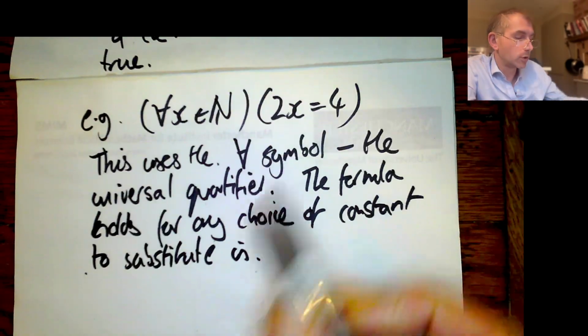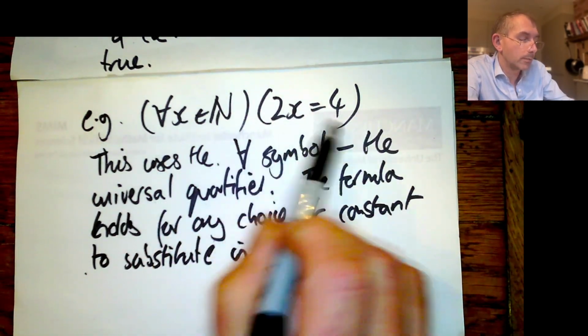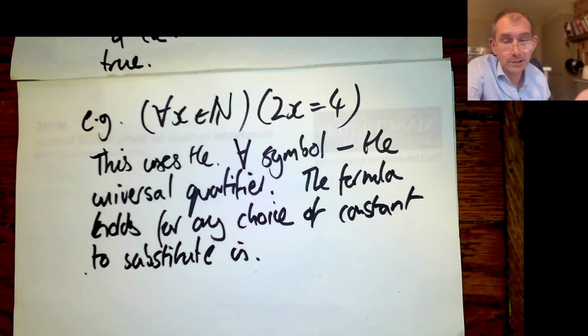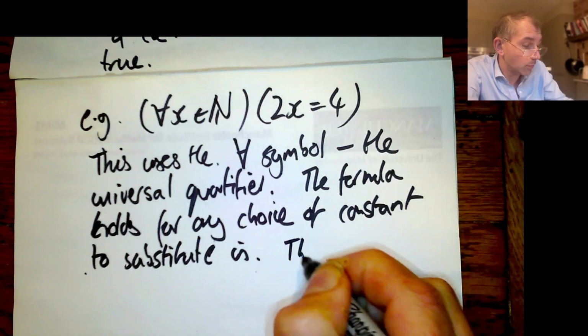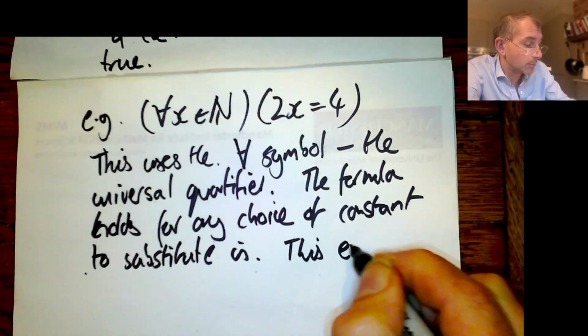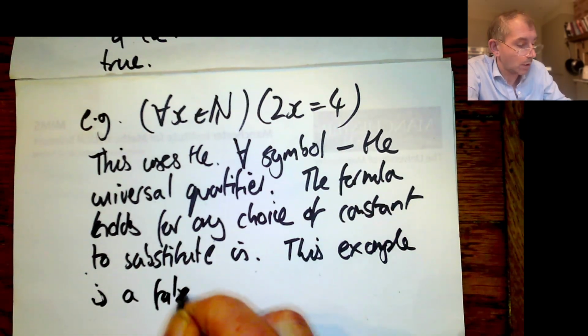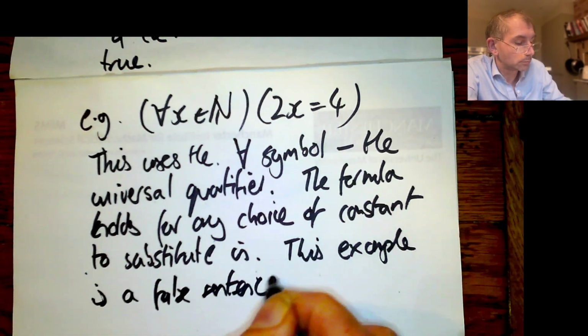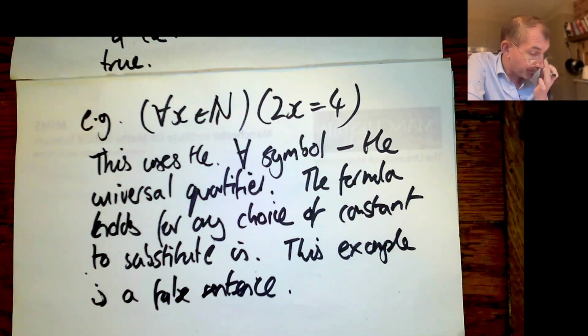So we know that that's not true. We know that there's only one natural number that solves this. If I put in 3, it's obviously not going to work. So this is a false sentence. This example is a false sentence. And we've already looked at a sentence which is true, which uses all the quantifiers, but let me give you another one that is true here.